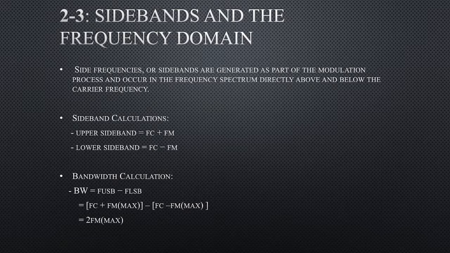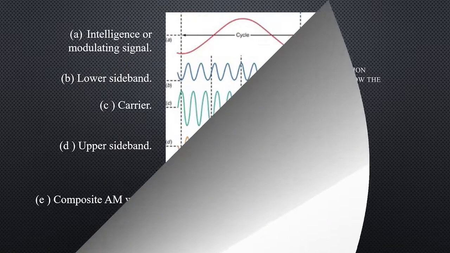Side frequencies, or sidebands, are generated as part of the modulation process and occur in the frequency spectrum directly above and below the carrier frequency. And the calculation part is easy. Upper sideband is equal to Fc plus Fm. Lower sideband is equal to Fc minus Fm. For the bandwidth calculation, it is equal to F USB minus F LSB, which is also equal to 2 times Fm maximum.